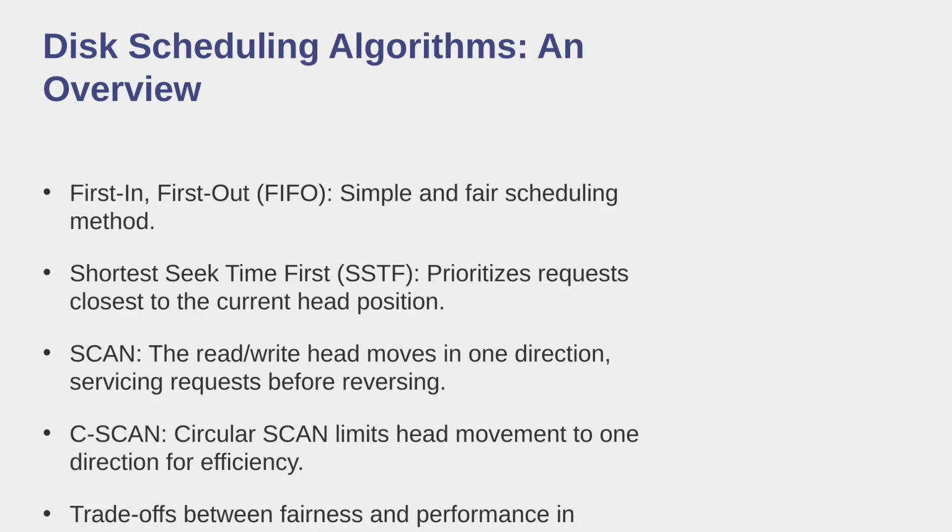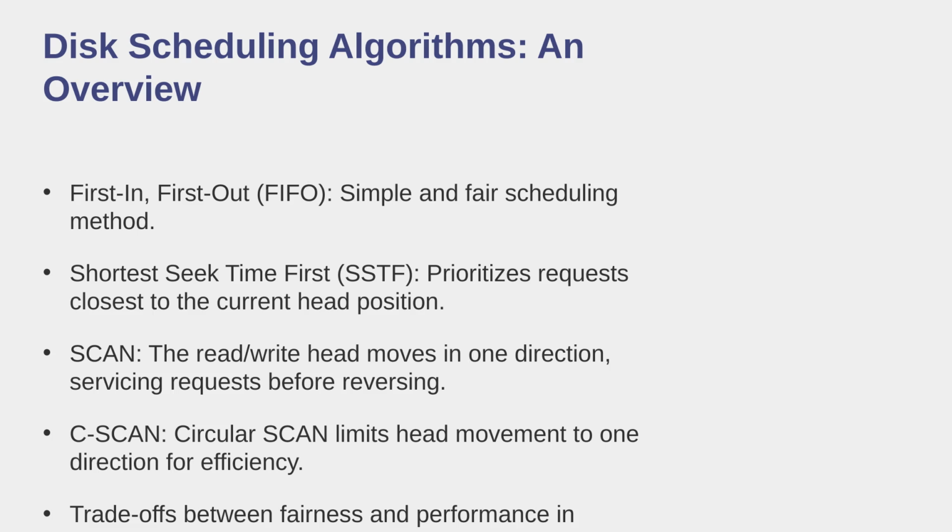Let's explore various disk scheduling algorithms, which play a crucial role in managing I/O operations effectively. The simplest method is first in, first out, FIFO, where requests are serviced in the order they arrive. While this method is fair, it can lead to inefficiencies, especially if a request at the end of the queue is time sensitive. Shortest seek time first, SSTF, improves upon FIFO by prioritizing requests that require the least movement of the disk arm. This algorithm can significantly reduce average seek time and improve overall throughput, but it may lead to starvation for requests that are much further away.